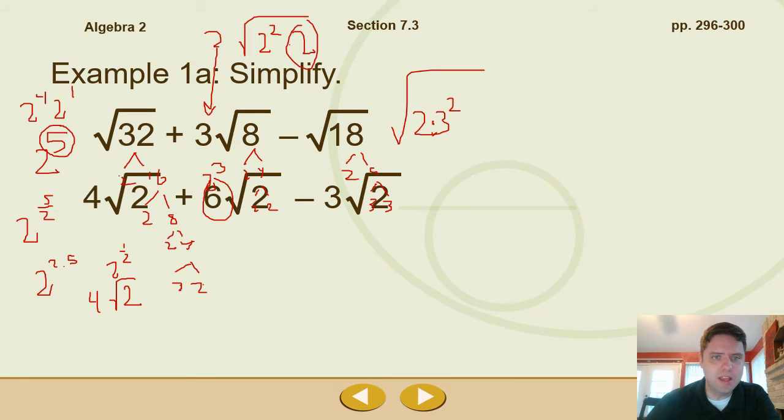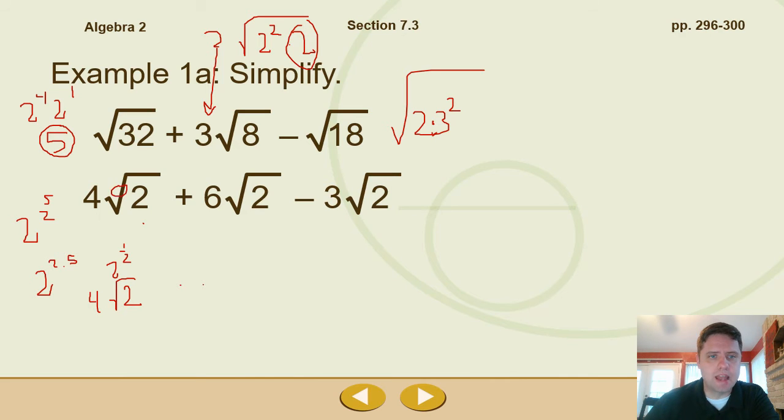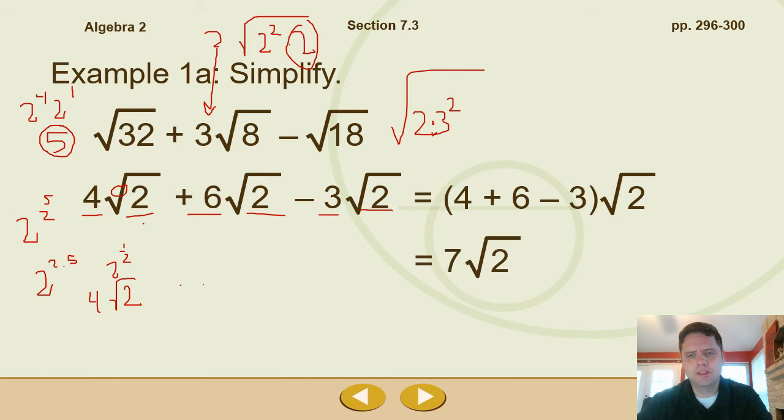And now notice that in each of these cases, let me erase this stuff so it's not in the way of the problem here now. Now notice that we have the same index with the same radicands. They're all square roots of 2. So we can now add or subtract coefficients. So 4 plus 6 is 10, minus 3 is 7. And so we get 7 square roots of 2.